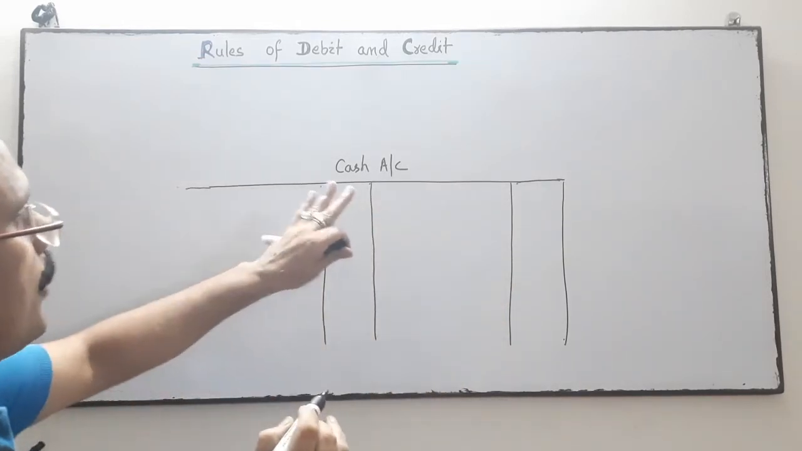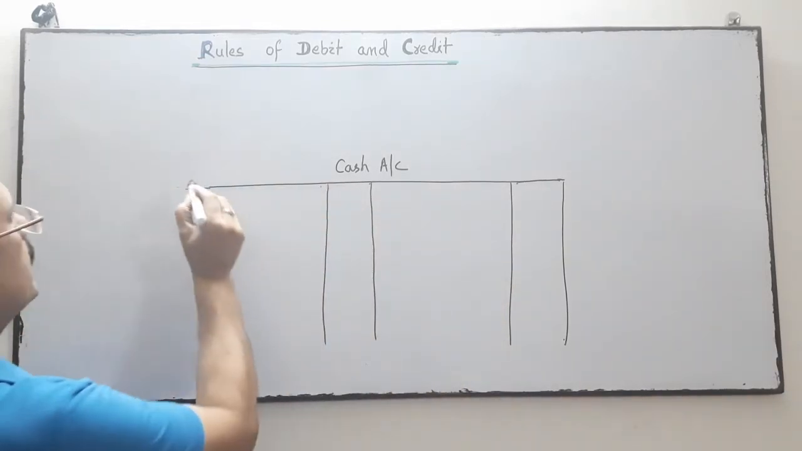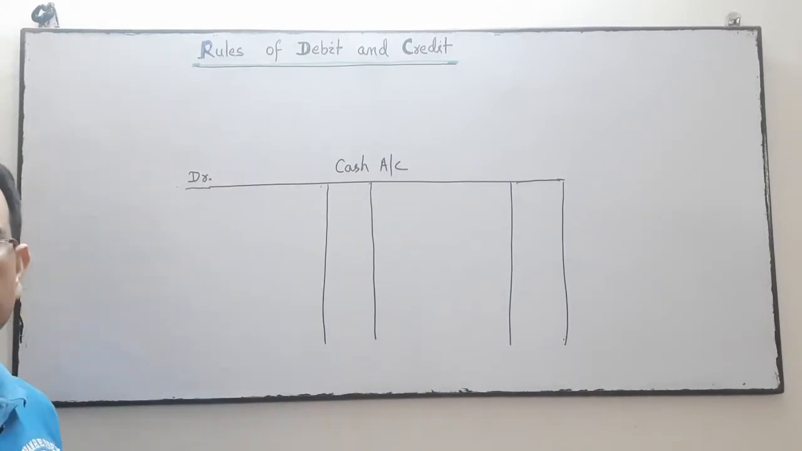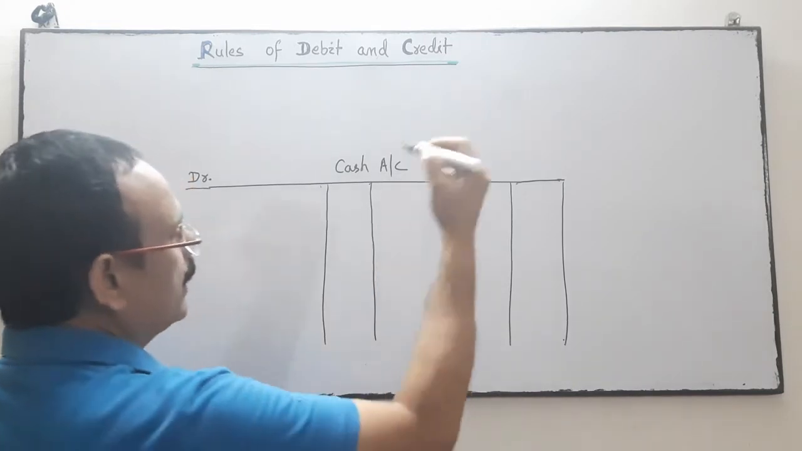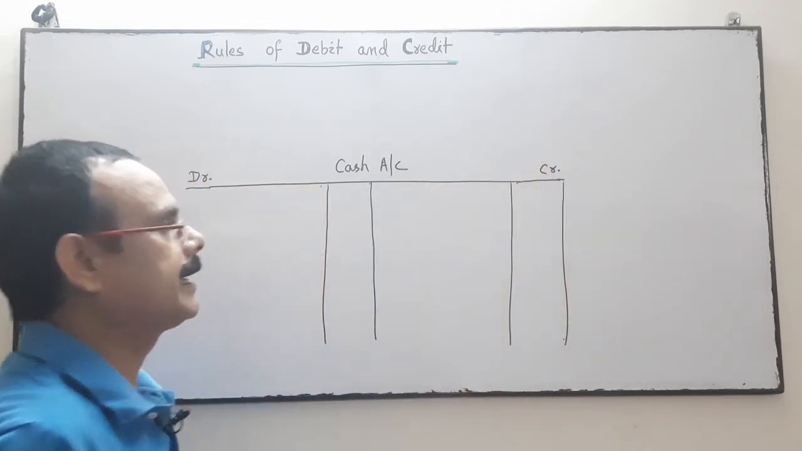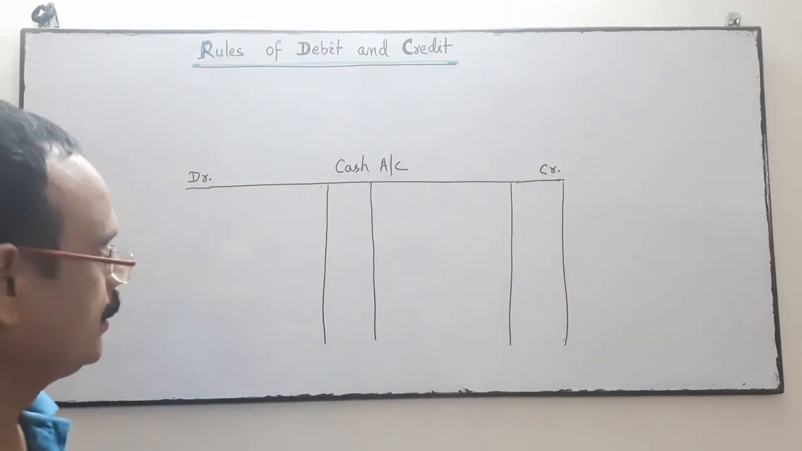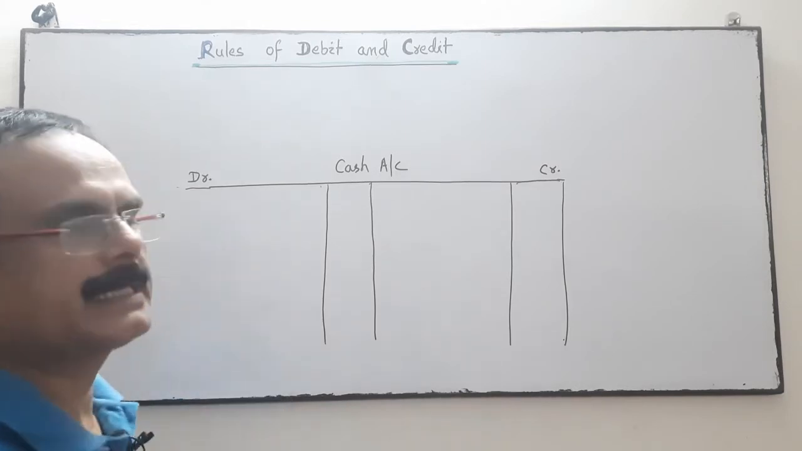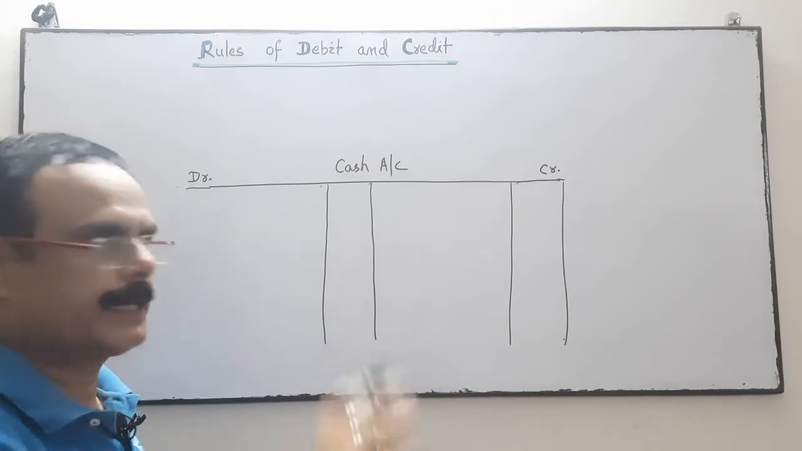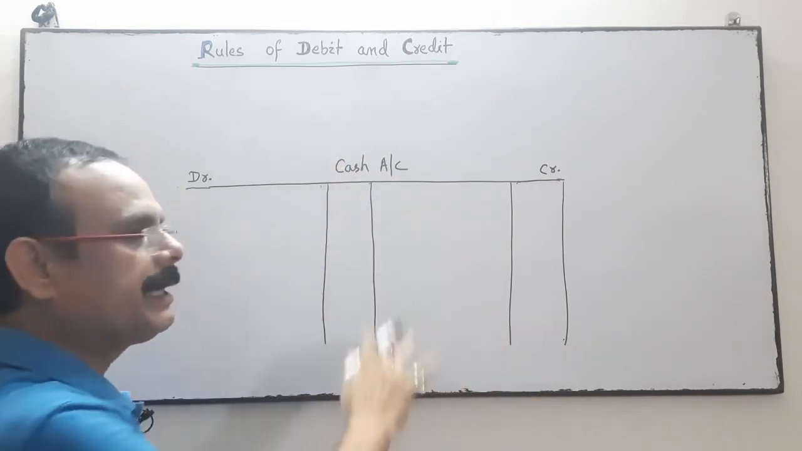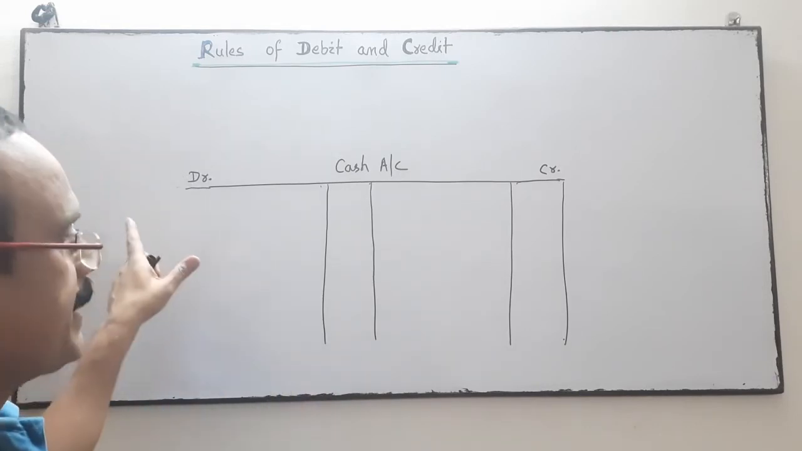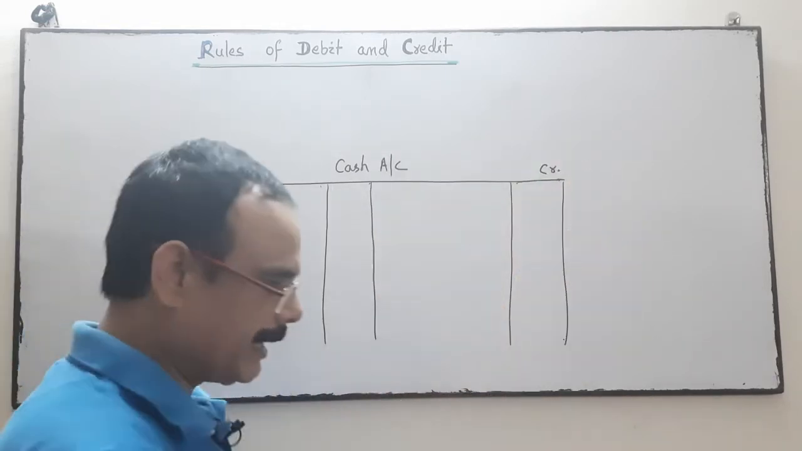The left hand side of this account is called debit, and in short we write DR. The right hand side is your credit, and credit we write as CR. So the left hand side of the account is debit and the right side is called credit. An account is always drawn in T shape format.